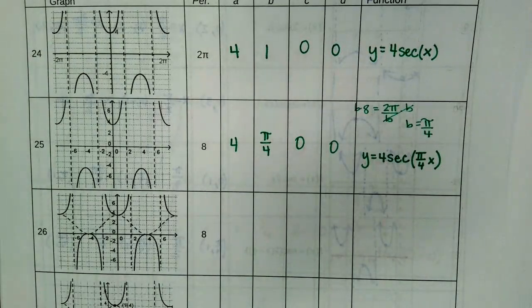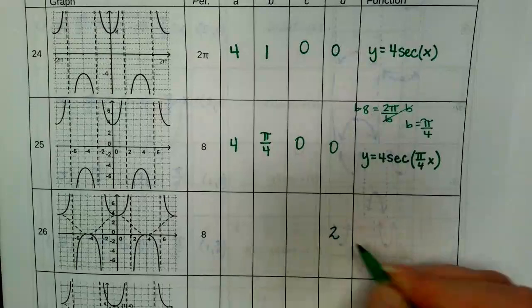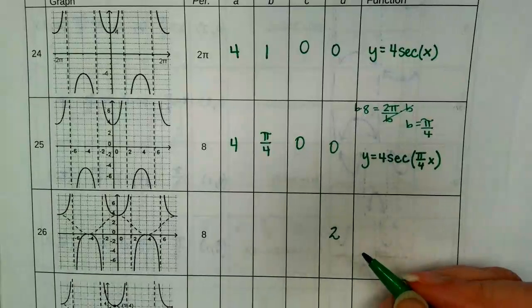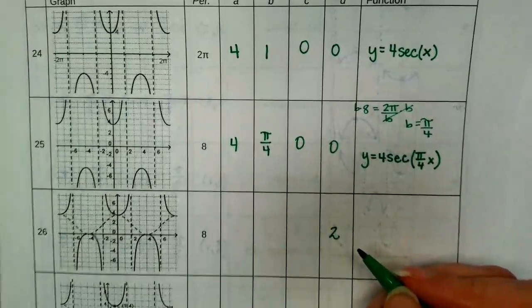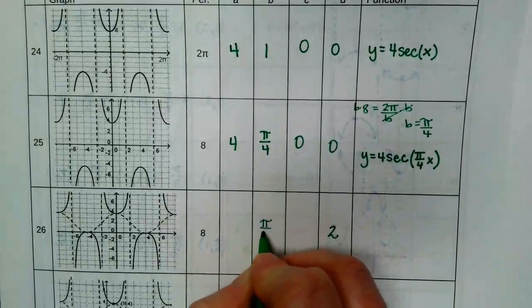Because my central axis moved up to where? To 2. So I know that my D value is 2, so I can go ahead and put that in. The period is 8, which we already did. We found the b value to be pi over 4, so I can just copy that over. No right or left shift.